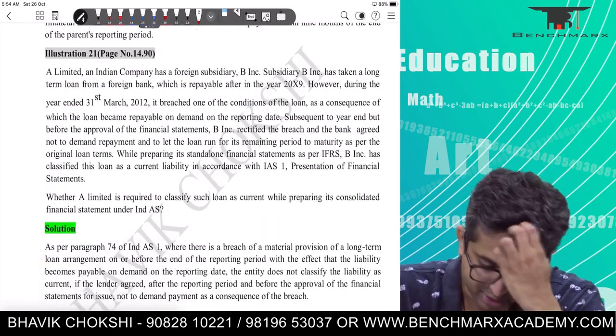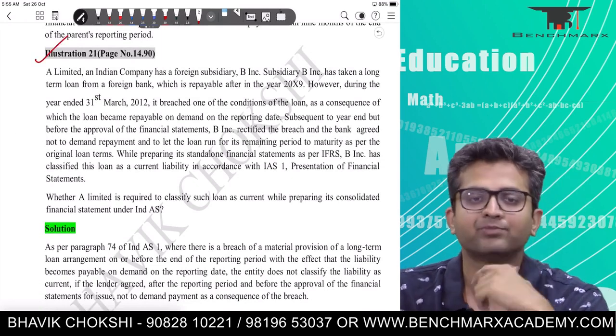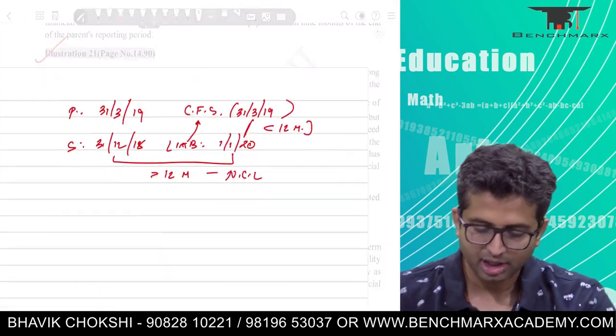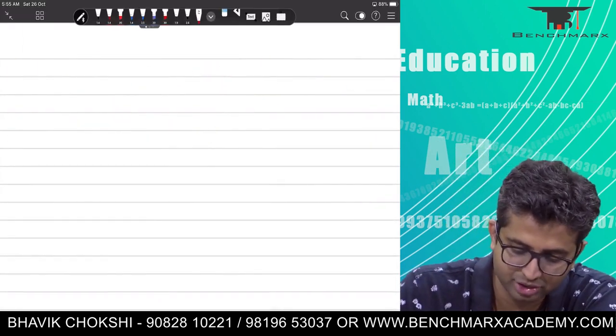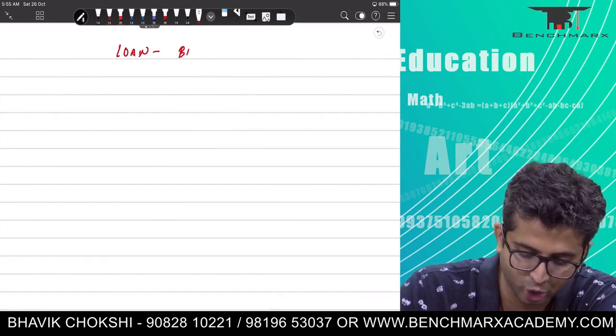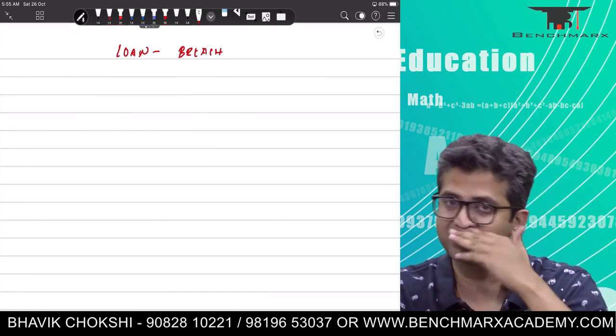Can you go to the next illustration? This is also a very interesting one. I would definitely mark this as important. Now, if you are aware, in Ind AS 1, you have a carve out where, let us say, there is a breach. So if you have taken a loan and there's a material condition of the loan, and if you breach that material condition, then the loan becomes repayable on demand.